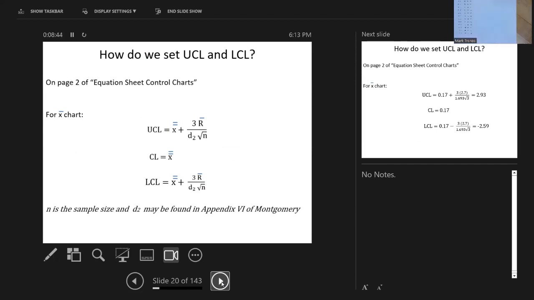This is on page 2 of your equation sheet for control charts. It had these equations. We had done these previously. We have the average of the averages, and you have an R bar, and then you use the pages from Montgomery. I think it gave you handouts of those. If you don't still have them, I can give you more to find the D2 on these. And that'll give you the upper control limit and the lower control limit for your chart. So this would be for the X bar chart.